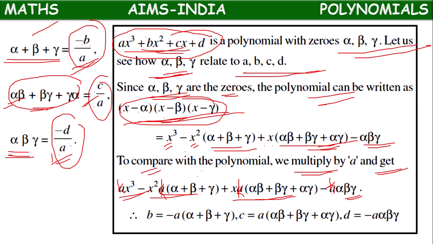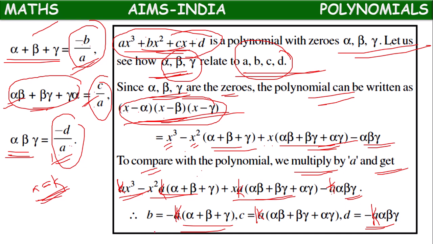So here, in the place of a, we are having k. Let's say a equal to k here. So in the place of b, we are having minus of k into alpha plus beta plus gamma. And in the place of c, we have k into alpha beta plus beta gamma plus alpha gamma. In the place of d, we have k into alpha beta gamma. That is the relation between a, b, c, d and alpha, beta, gamma.